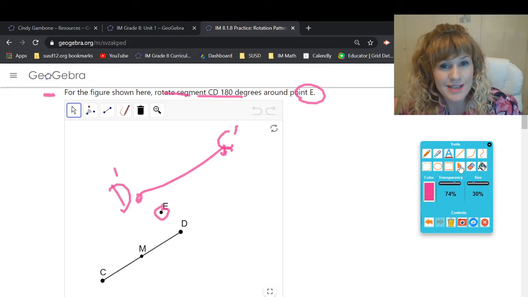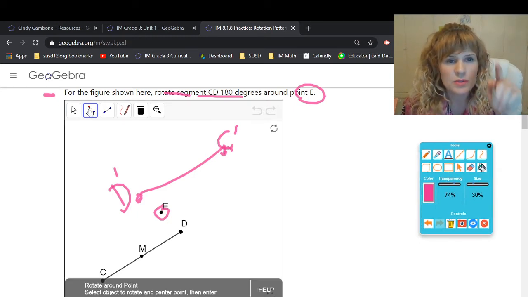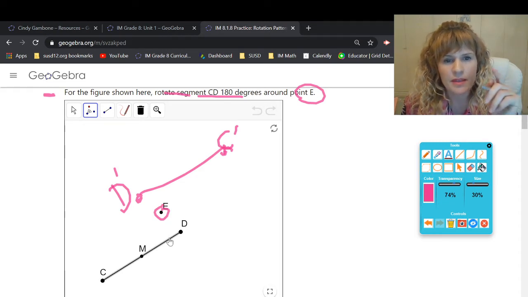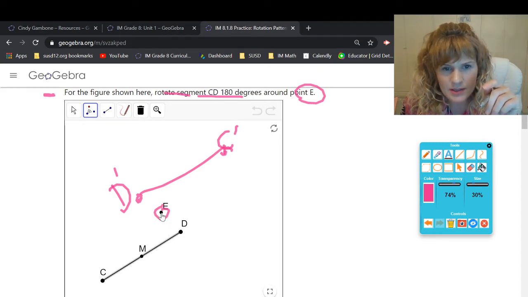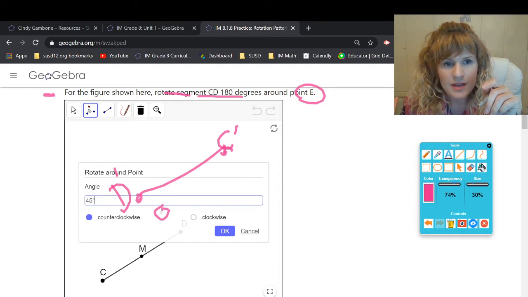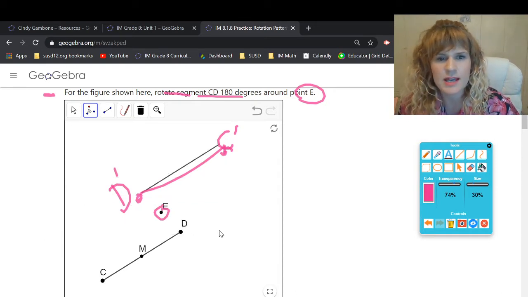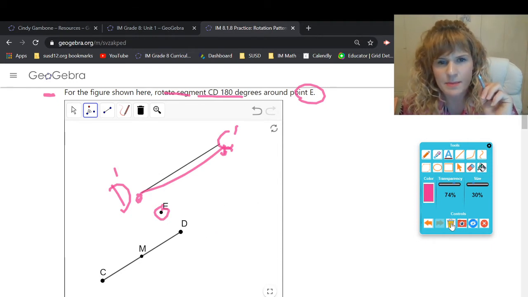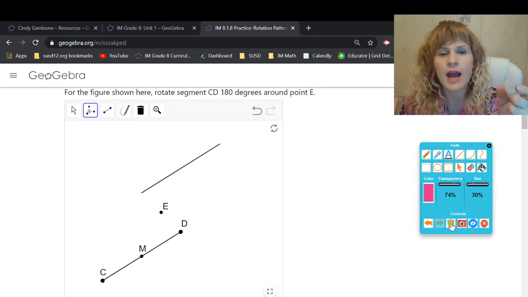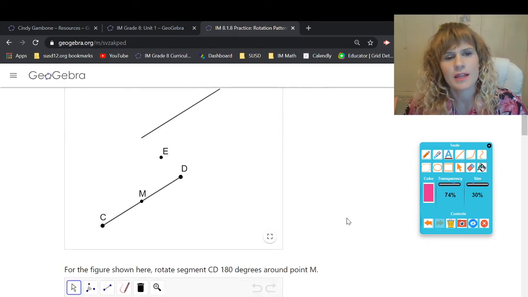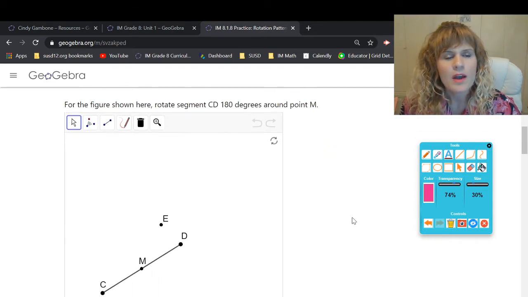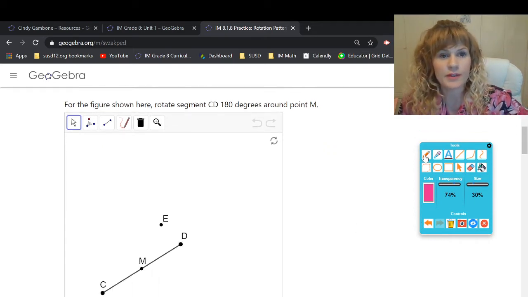Let's check and see if I'm right. Click the tool, rotate around point. Click the line segment, then click the point, center point E. Type in the degree of your angle, 180 degrees, and hit OK. Bing! There it is. Let me erase my drawing. Now you can see the parallel lines. Let's keep going. Read the instructions carefully.